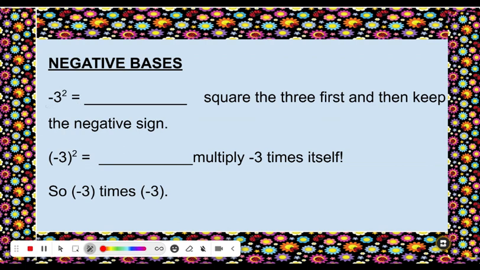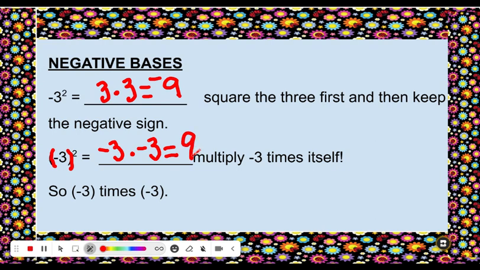Negative bases. So here we have -3 as our base. When you see -3 and it's not in parentheses, that's saying we're going to do 3 times 3, which is 9, and then keep the negative. The second example, because it's in parentheses, is saying we have to do -3 times -3. So we know 3 times 3 is 9, and a negative times a negative is a positive. And we will go over more of that this year.